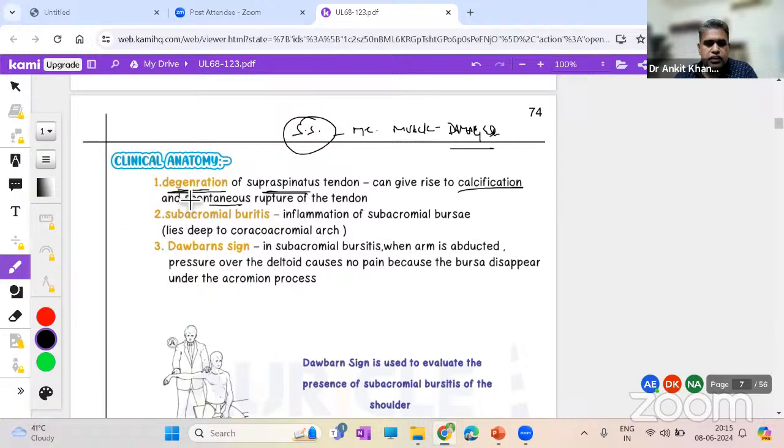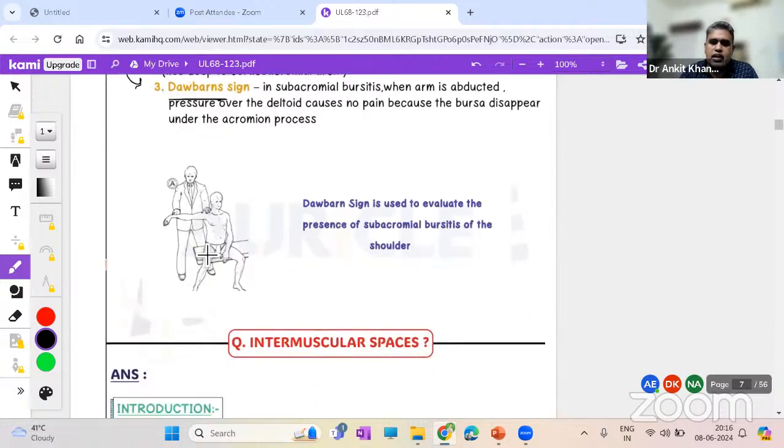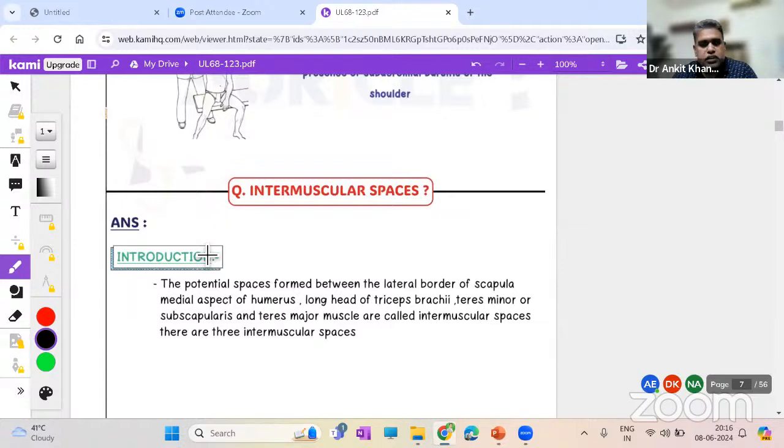Then we have another applied point, subacromial bursitis. This is the bursa. Joints are there, so bursitis there. The largest bursa is your subacromial bursa, so there could be bursitis, and the test for that could be Dawbarn's sign. The sign is very simple. You palpate, you ask the patient if they are feeling pain, they will say yes. Then you ask the patient to abduct. You keep your finger at the site of pain, and their pain disappears. That is Dawbarn's sign. So these 2-3 points in clinical anatomy you can add.